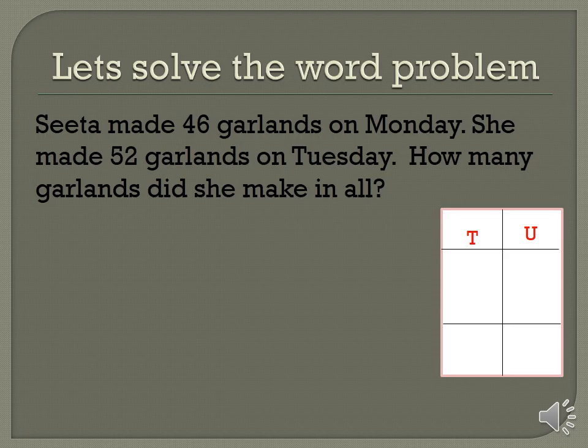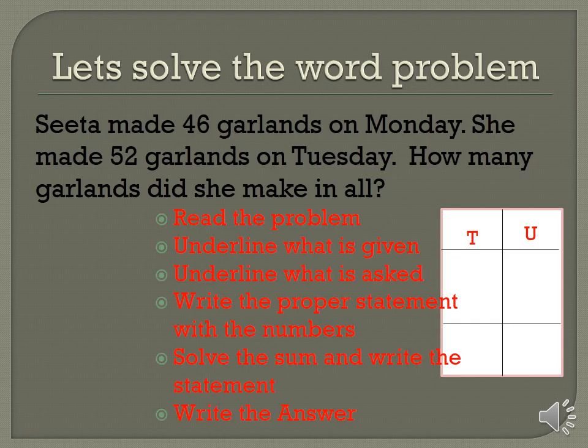So children, now let's solve another sum. So before solving, let us follow the rules. Read the problem. So we will read the problem now. Sita made 46 garlands on Monday. She made 52 garlands on Tuesday. How many garlands did she make in all?